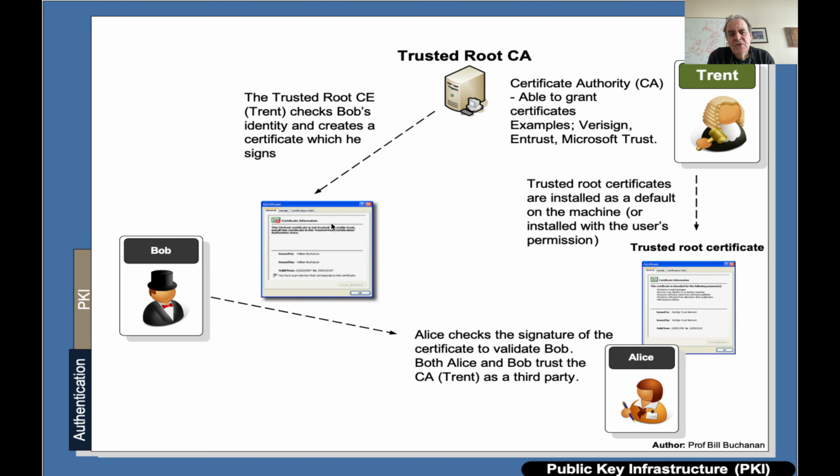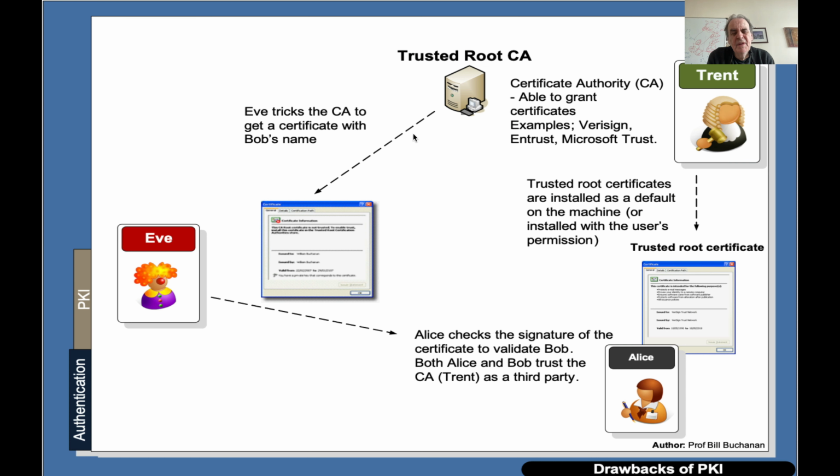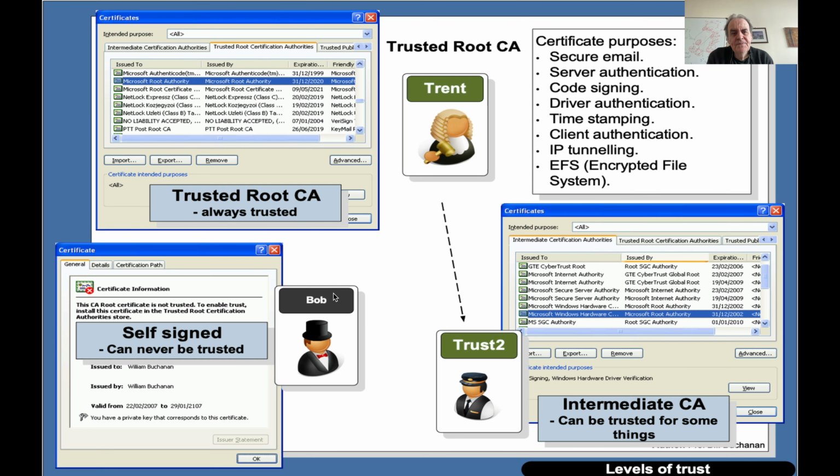So when Bob sends through the certificate with his public key, then Alice will check the signature on the certificate against Trent's public key here to make sure that it was Trent that signed it. But unfortunately, Eve might trick the CA into pretending to be Bob, and she could get a valid digital certificate if Trent hasn't checked, and everything will look okay. So we need to watch out for this because someone could spoof a certificate.